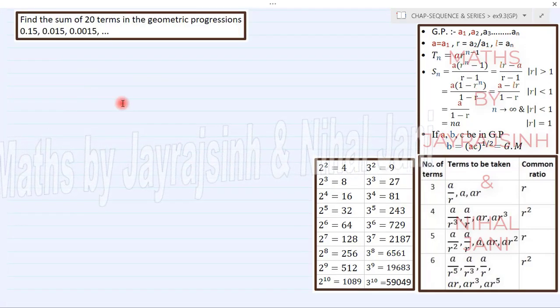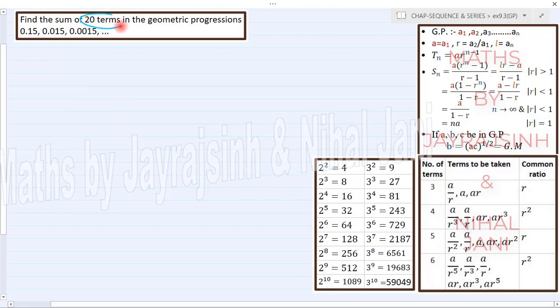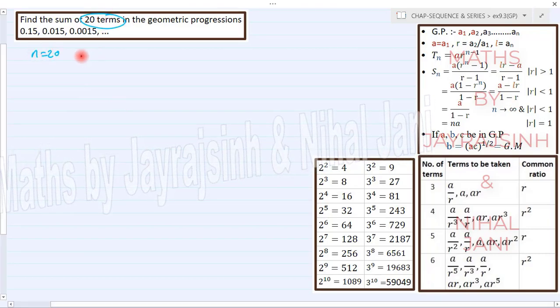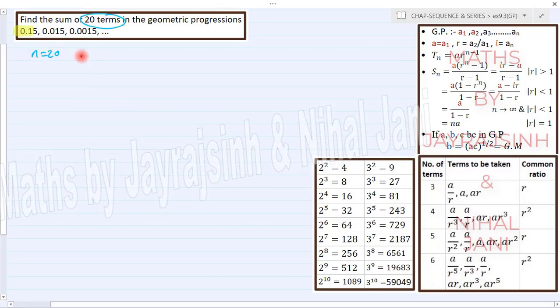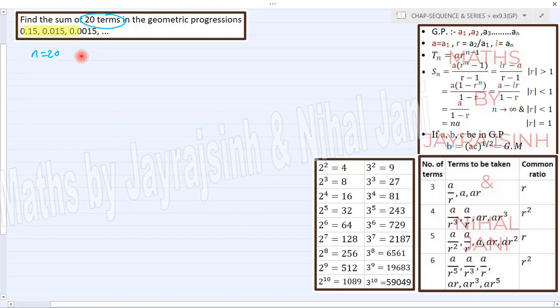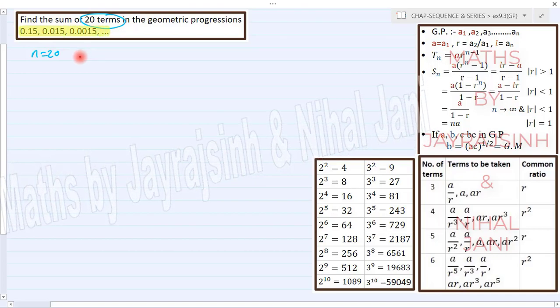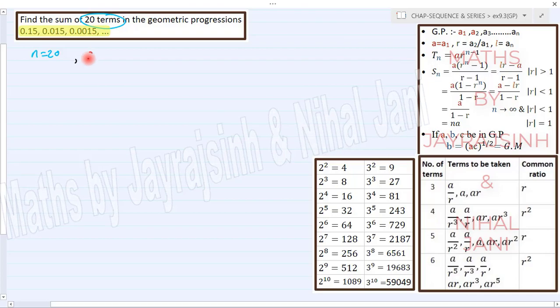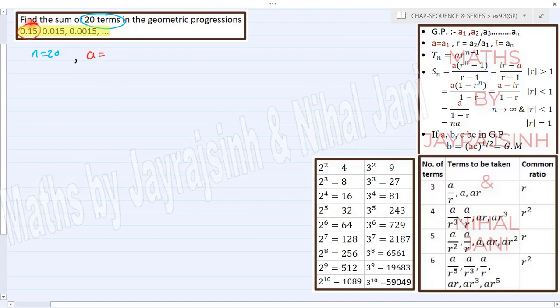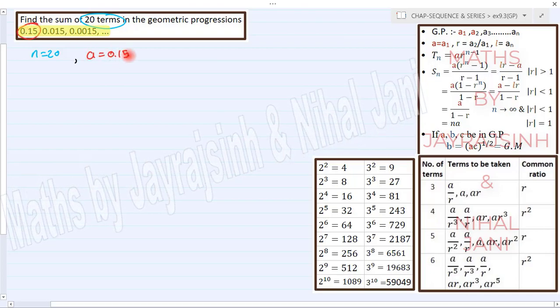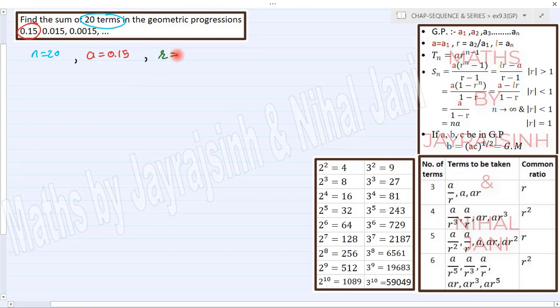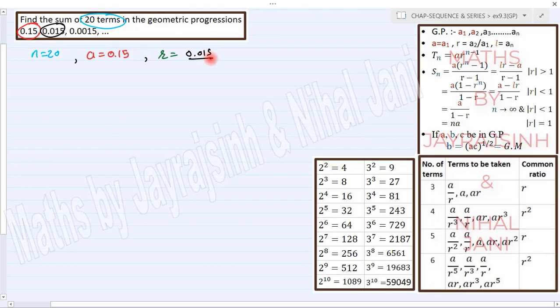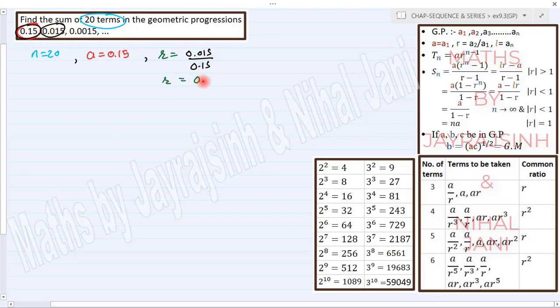In this question, you have to find the sum of 20 terms in the geometric series 0.15, 0.015, 0.0015 and so on. So in our GP, the first term is 0.15 and the common ratio between the second term and first term is given by 0.1, which is less than 1.